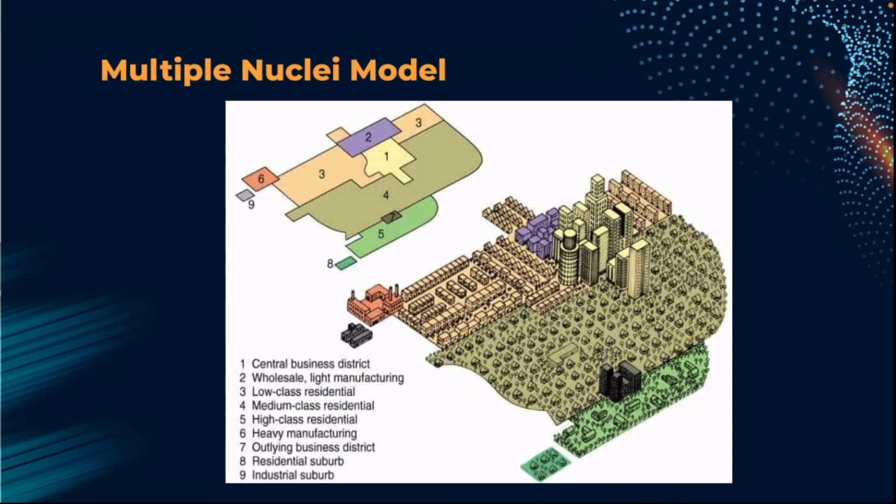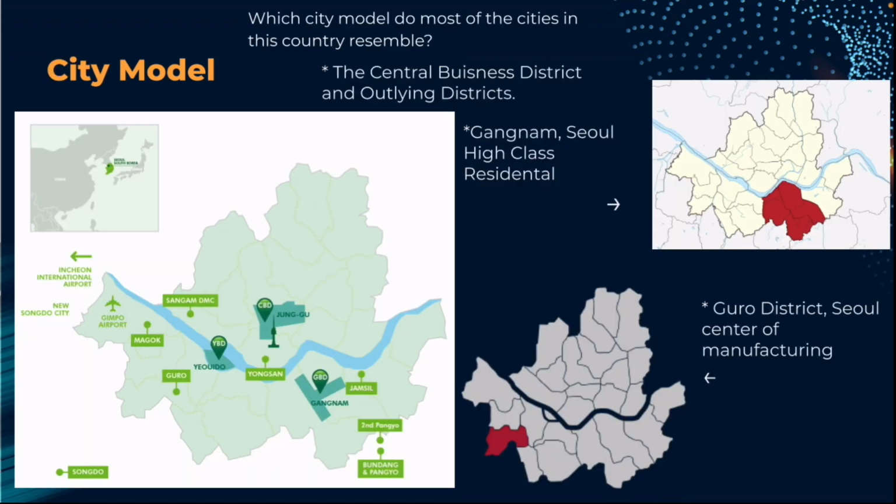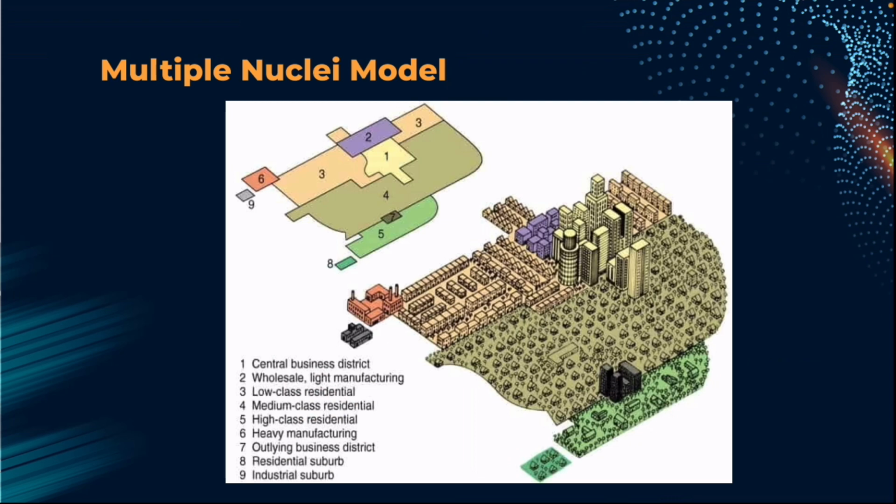That's the first similarity. Now looking at our top right picture of the location of high-class residential area, we can see it's located far from the CBD and is close to an outlying district. And this is the exact same as our model because the green area that is far away from the CBD represents a high-class residential, and the gray city next to it represents an outlying business district, which is the exact same as our layout of Seoul.